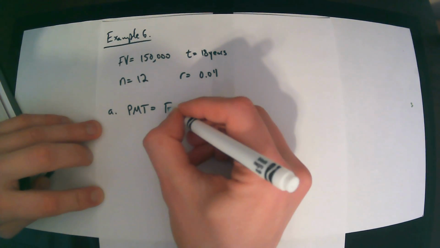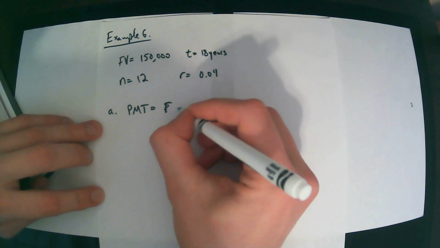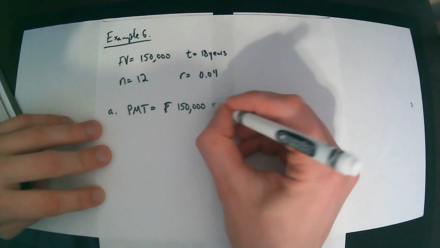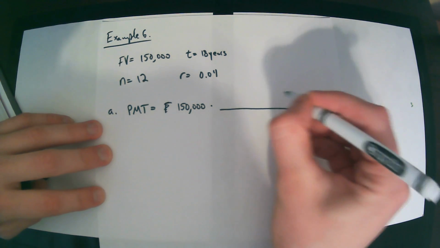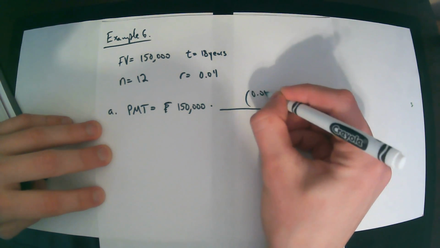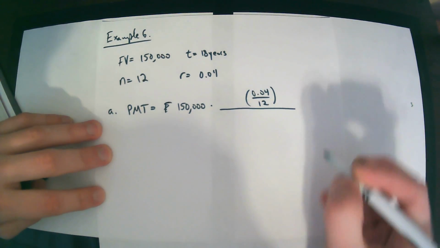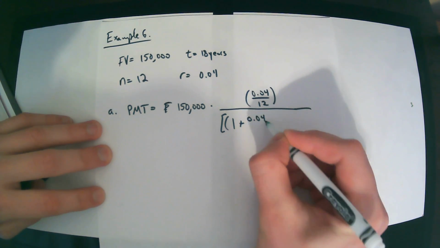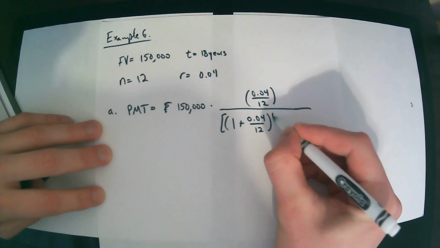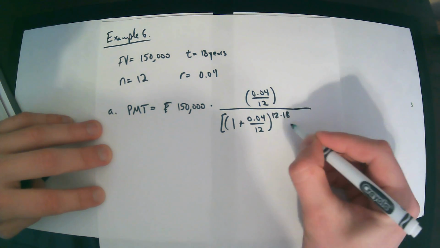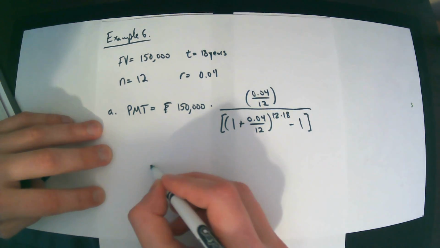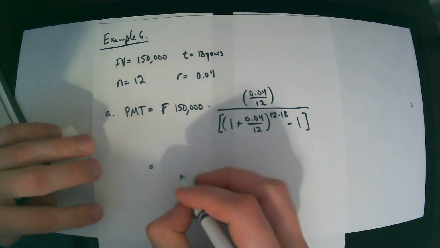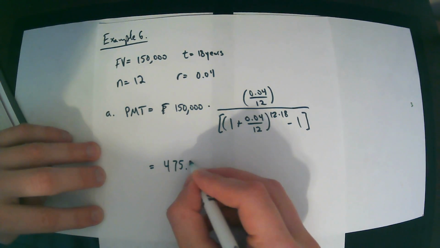And that's going to be equal to 150,000 times R over N, so 0.04 over N, 12. And then in the bottom, 1 plus R over N raised to the N times T, which is 12 times 18, and then minus 1. Okay. That gives us $475.30.